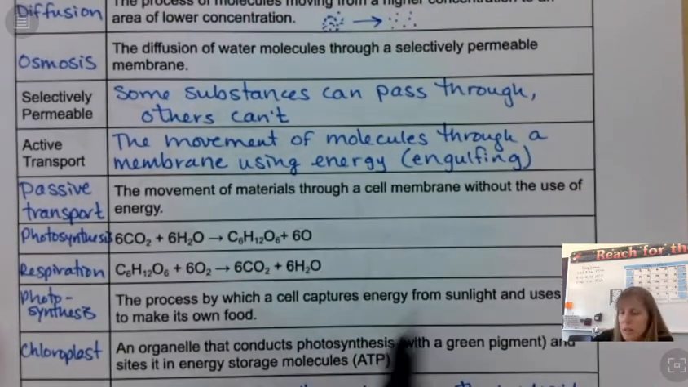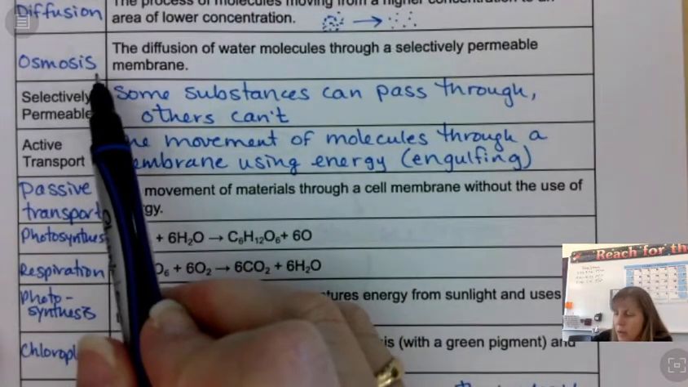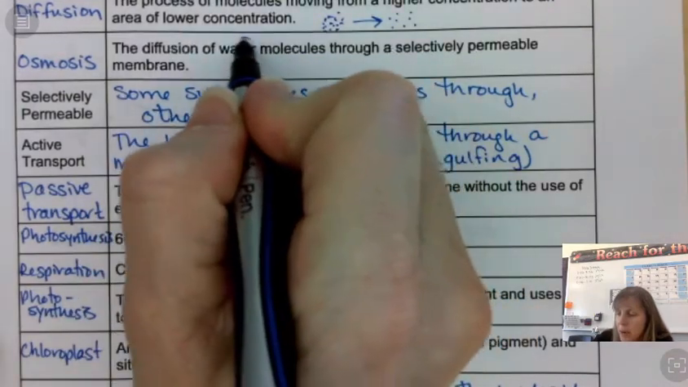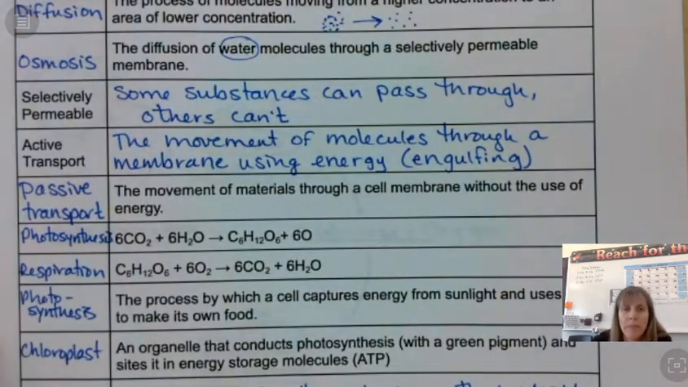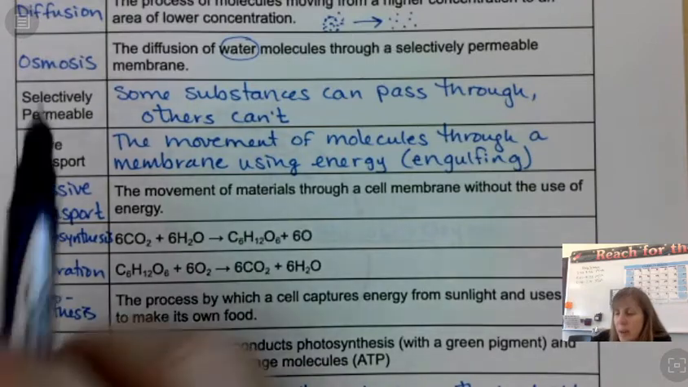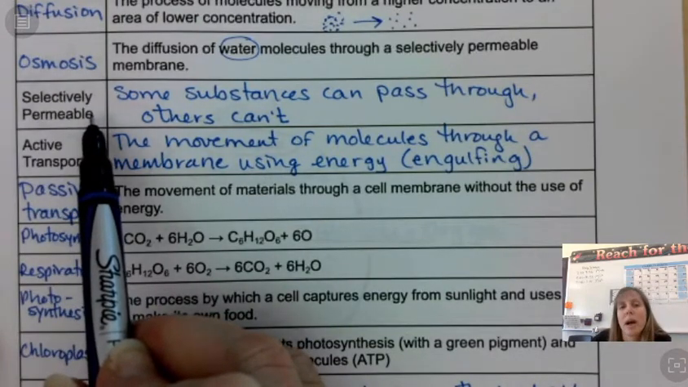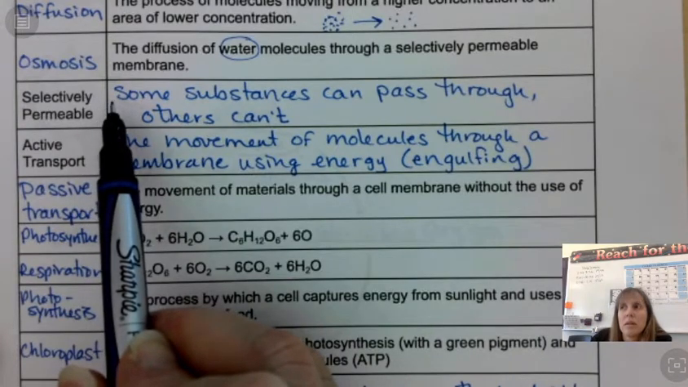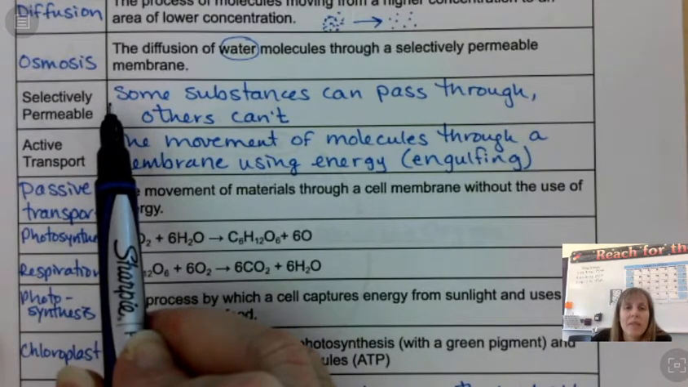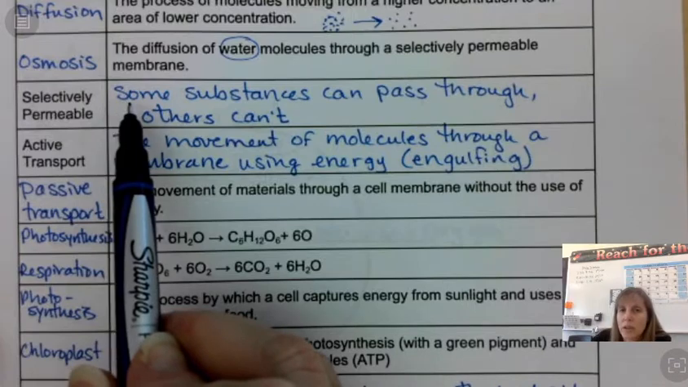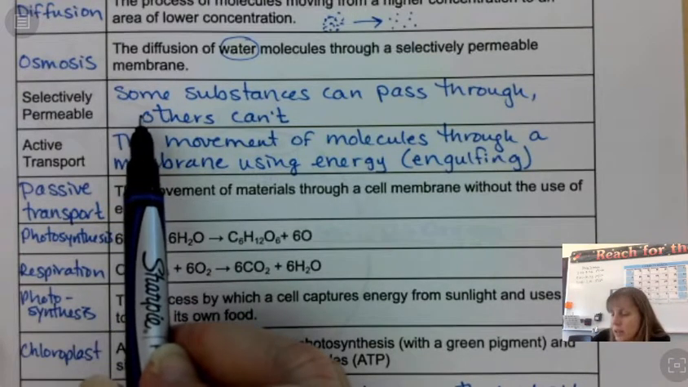Osmosis is the diffusion of water molecules through a selectively permeable membrane. Remember, this only includes water. Selectively permeable. This was what we talked about when we talked about molecules going through things. Some can fit, some can't. Some substances can pass through the membrane and others can't, so it's selectively.